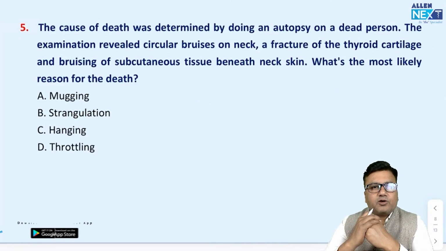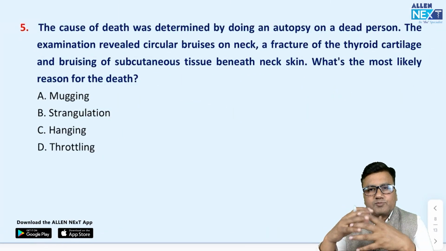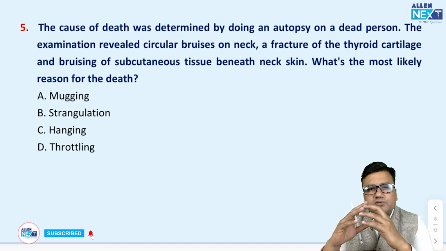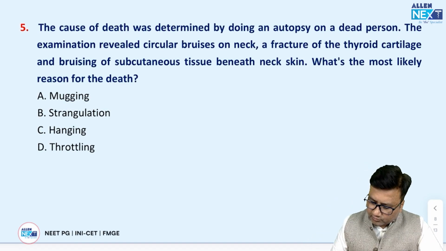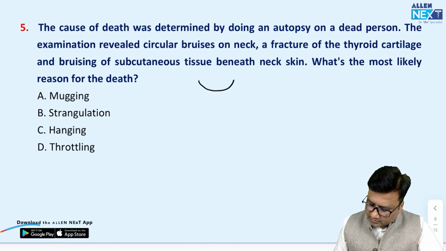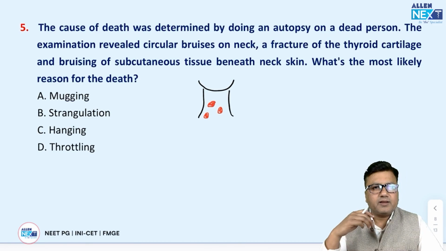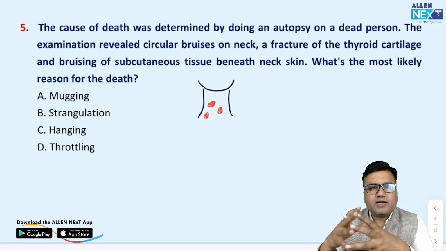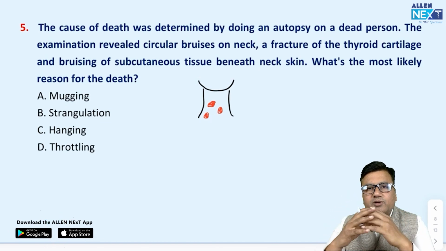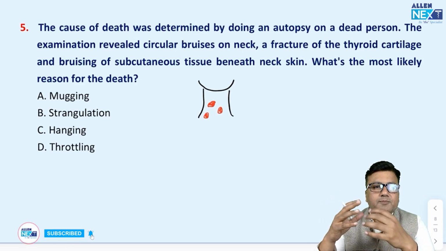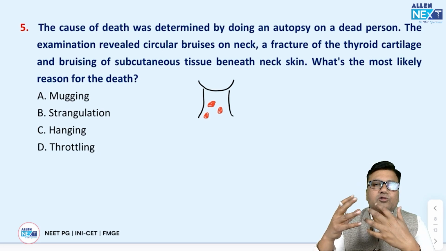Next question. The cause of death was determined by doing an autopsy on a dead person. The examination revealed circular bruises on the neck. Okay. So if I were to draw, let's say, somebody's neck here, we are talking about these kind of circular bruises present on the neck, right? The fracture of the thyroid cartilage was also seen, and bruising of the subcutaneous tissue beneath the neck is also seen. What is the most likely reason of death? The answer is mugging, strangulation, hanging, or throttling.